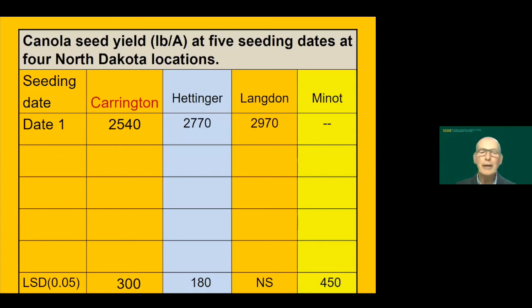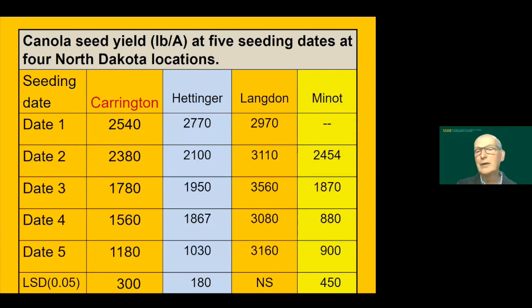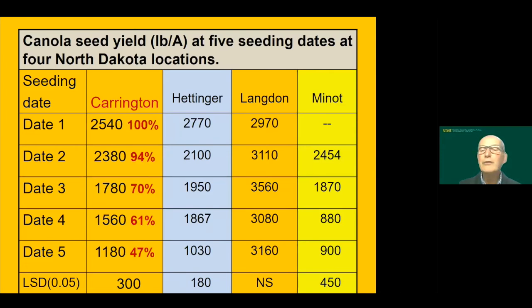of the plant development. So here we see several of our locations, Carrington, Hettinger, and Langdon. And then we see the yield expressed in pounds per acre. The early planting date is number 1, and the last date is number 5. If you're looking just at Carrington, I'm also going to express the yields based on the highest yield being 100%. Date 1 had 100%, which was 2,500 plus pounds. But if you go to date 5, you can see that it is nearly half, only half of the yield.